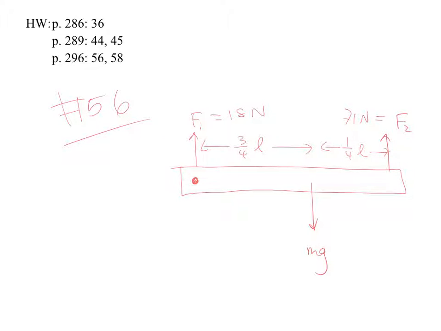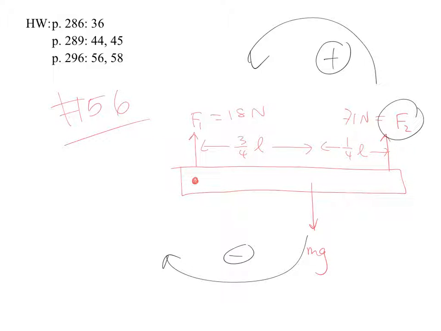So this full length is L. So this is 71 times the length of L. This is mg, which is the force down, times the length of 3/4 L. Okay, and those are going to be negative and positive accordingly. So if I were doing this, I would think, all right, this one is going to cause it to rotate this way. That's going to be considered positive. This one's going to cause it to rotate this way. That's considered a negative torque.